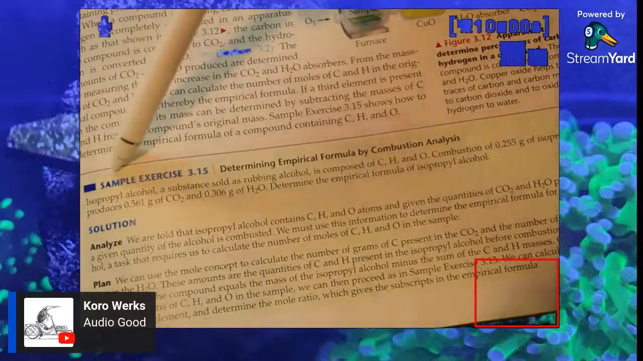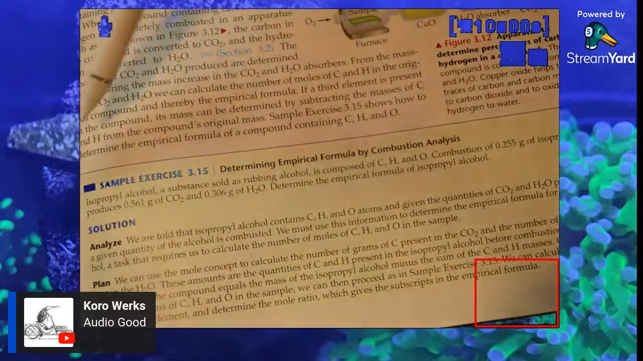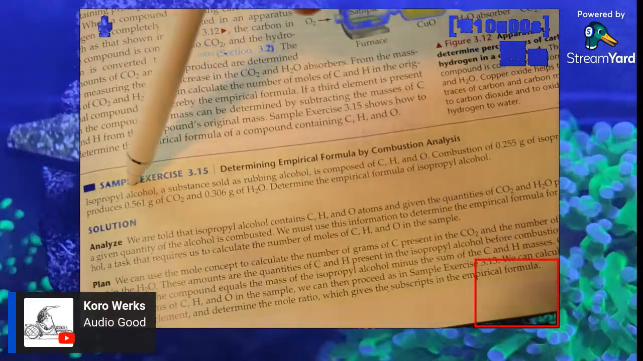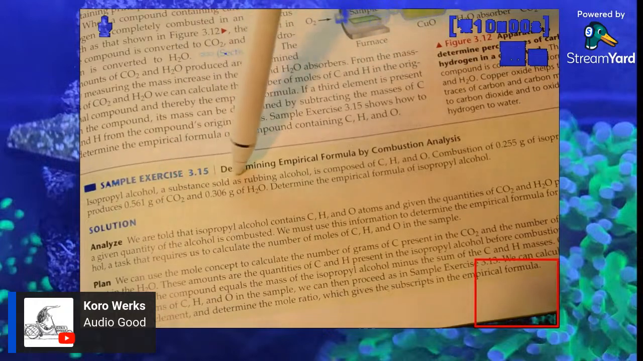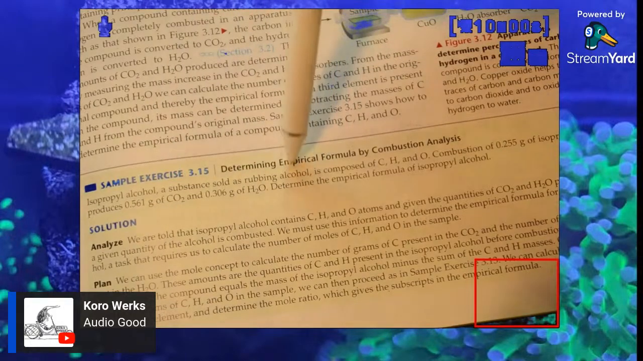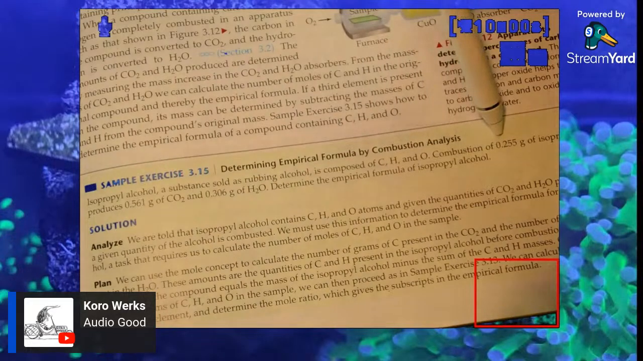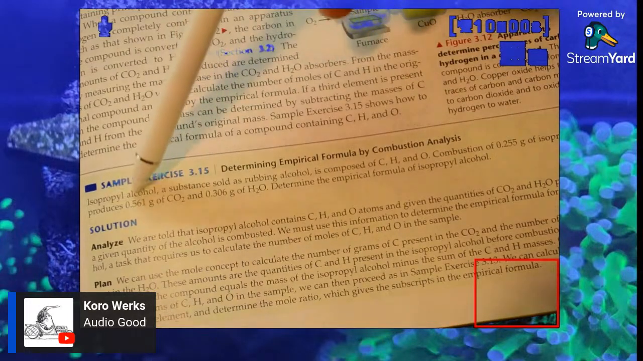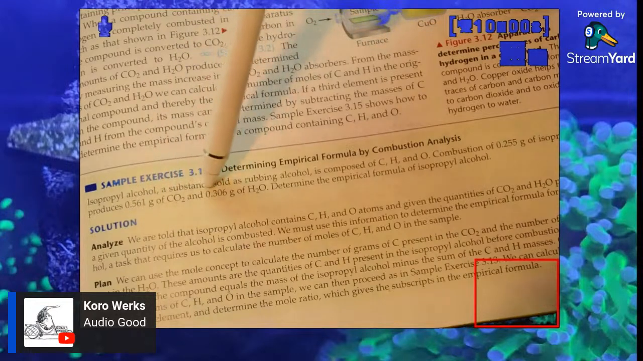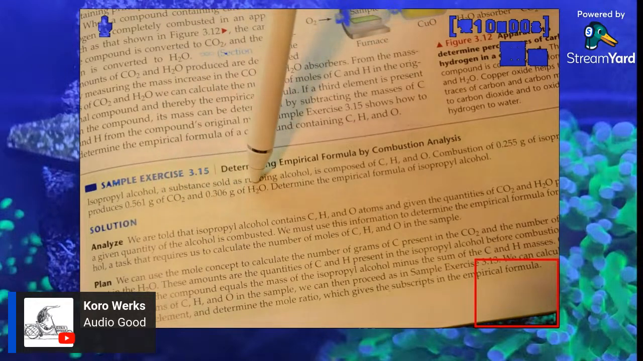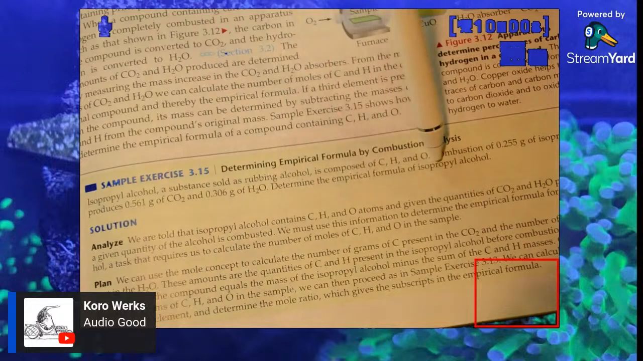All right, so isopropyl alcohol. I can't read for shit. A substance sold as rubbing alcohol. Rubbing alcohol is composed of C, H, and O. Combustion of 0.255 grams of isopropyl alcohol produces 0.561 grams of CO2 and 0.306 grams of H2O. Determine the empirical formula of isopropyl alcohol.